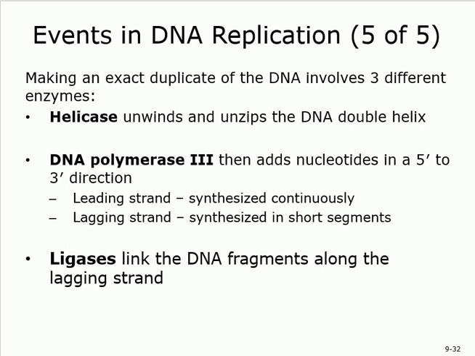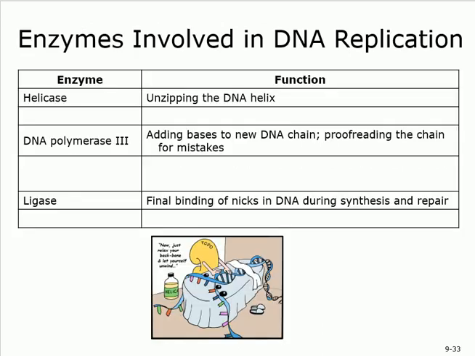Enzymes that we use, we started with helicase that's going to unwind and unzip. DNA polymerase that's going to add the nucleotides. But it's two different ways. Leading strand is continuous. Lagging strand is fragments that are called Okazaki fragments. And then ligase is going to ligate them together, meaning hold them together. So here's helicase, DNA polymerase 3, and ligase.